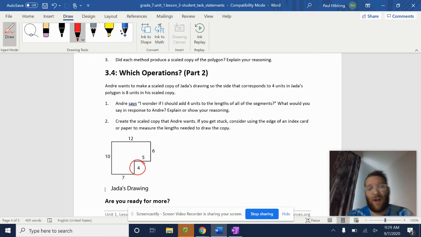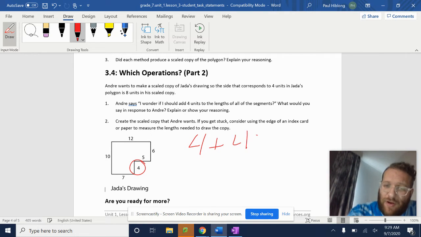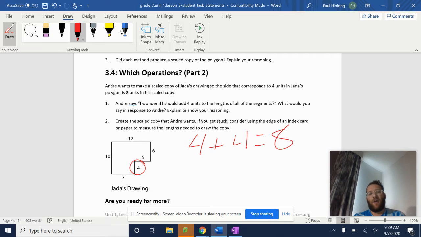I would say absolutely not, Andre. You should not just add 4, because 4 plus 4 equals 8 for sure, and you've seen that. But we've seen from Diego, when he subtracted, it didn't work. Guys, this is because the only way to create a scale copy is through multiplication. We multiply by the scale factor every single time. If you're not multiplying, it will be incorrect.